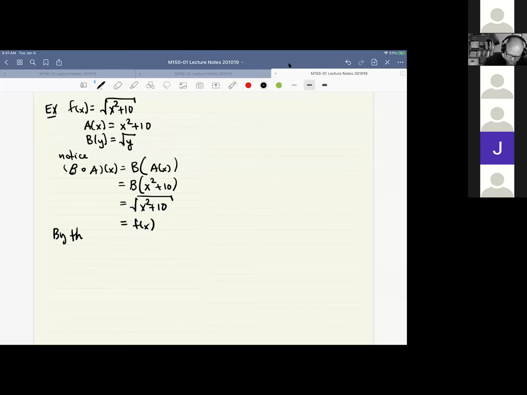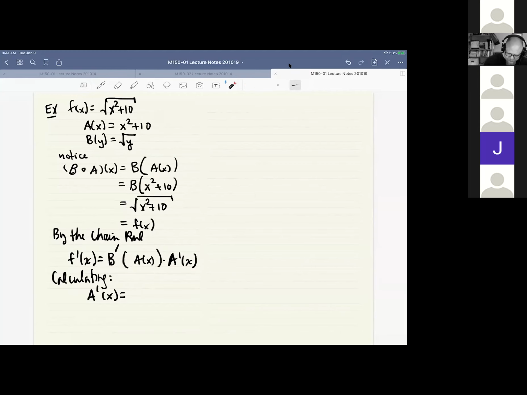So by the chain rule, f prime of x is b prime of a of x times a prime of x. So now I just need to calculate the derivatives of a and b. So what's the derivative of a? Well, a is just this polynomial, so those are easy to differentiate. It's 2x plus 0. I'll write that as 2x. That's cool.